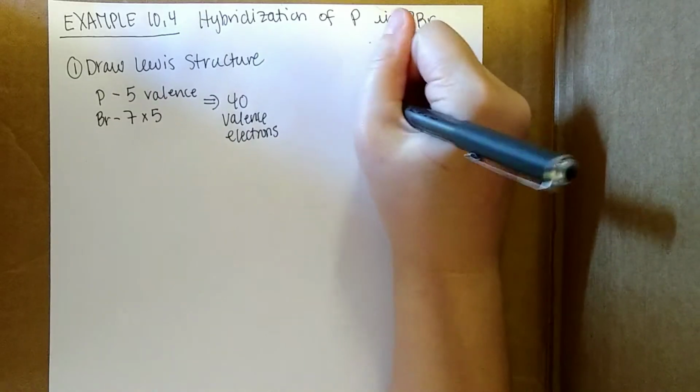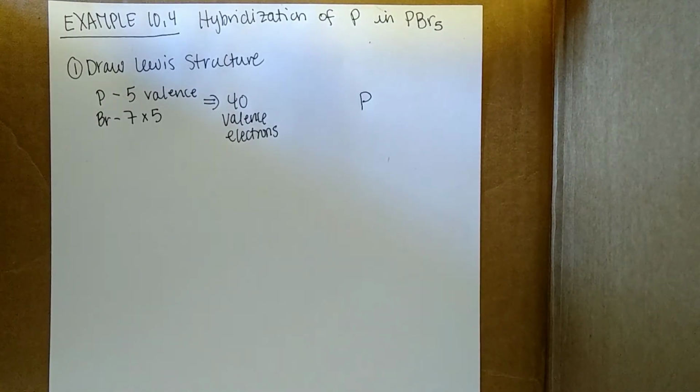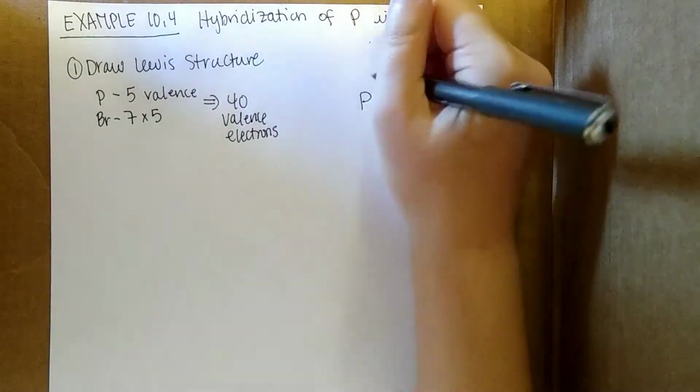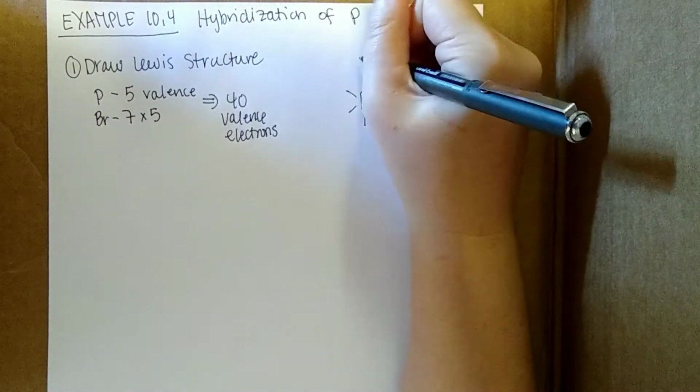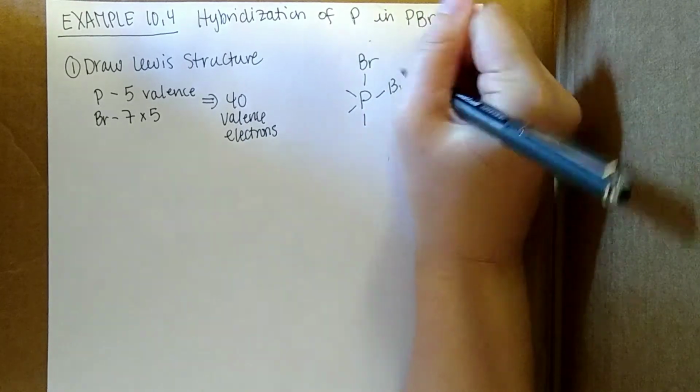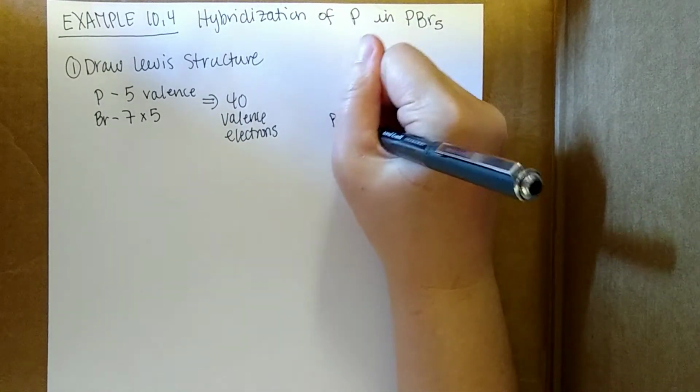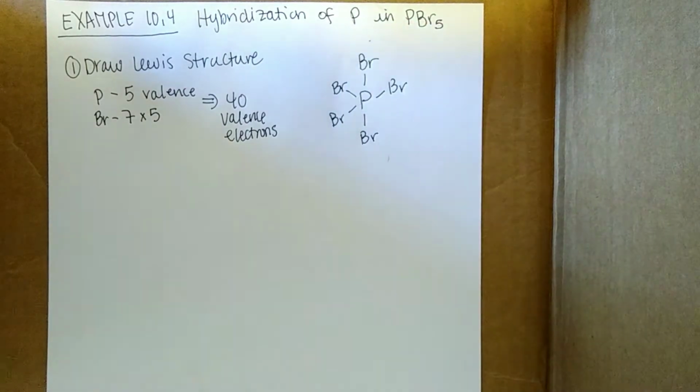So we know that phosphorus is going to be our central atom because it's the least electronegative. Once again, we can see this from the periodic table. And then we're going to have 5 bromines surrounding the phosphorus. So 1, 2, 3, 4, 5.